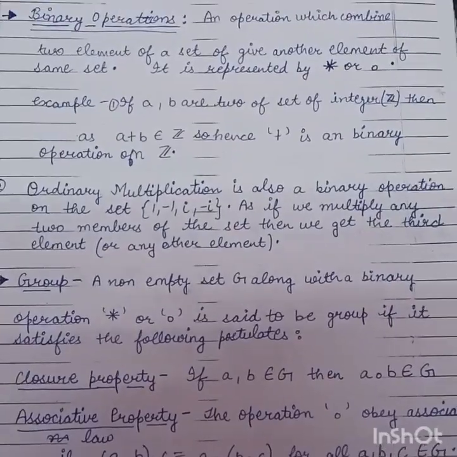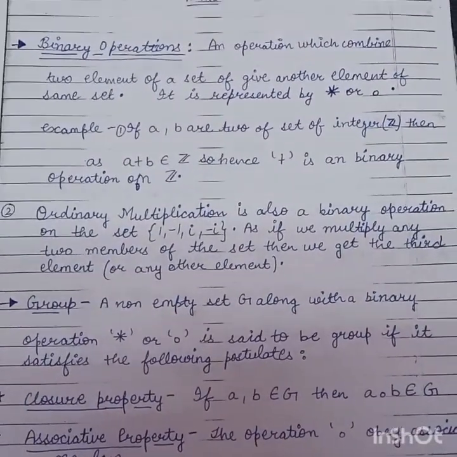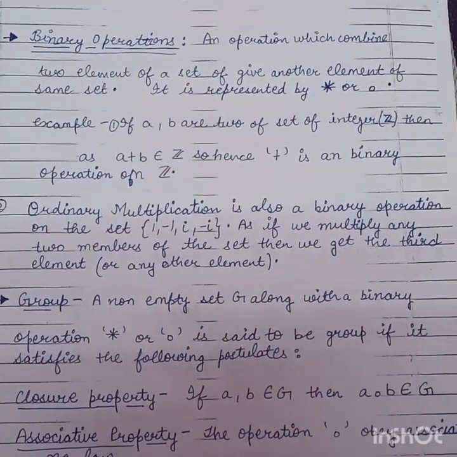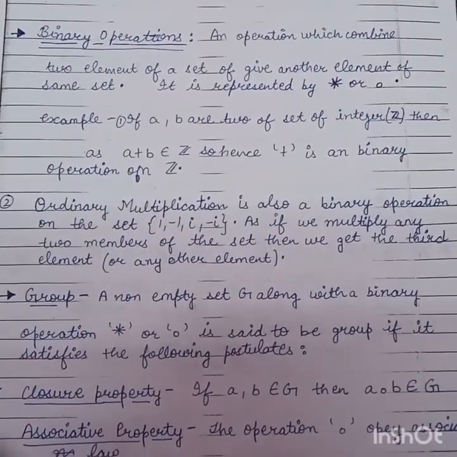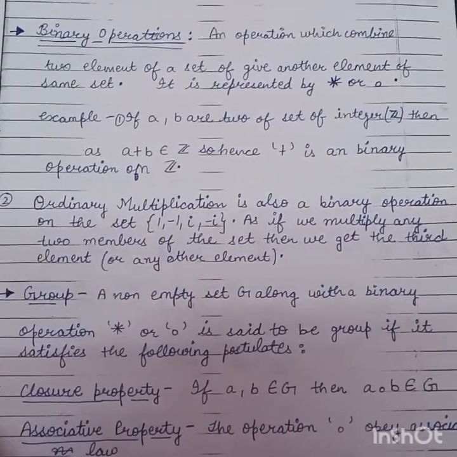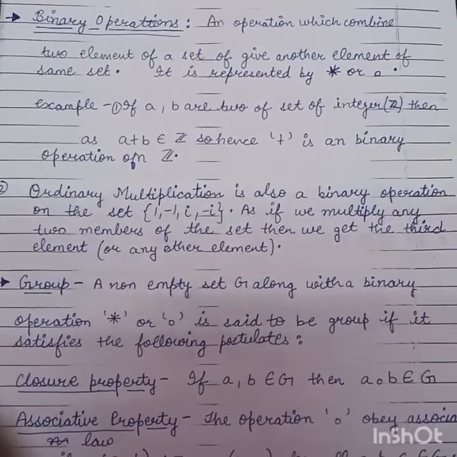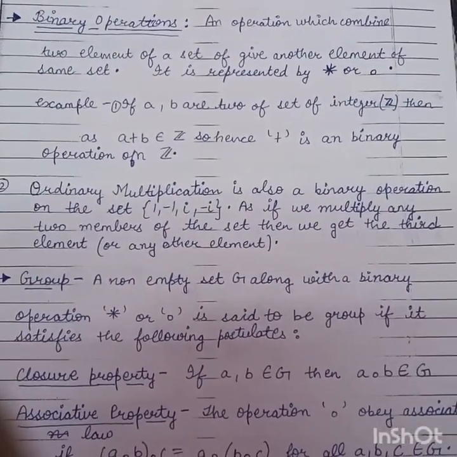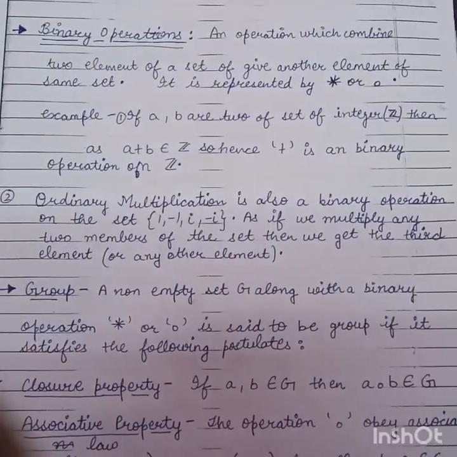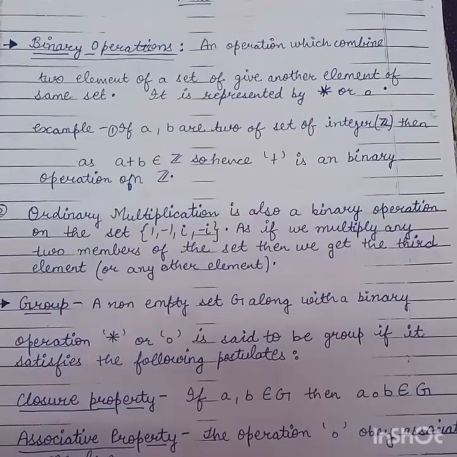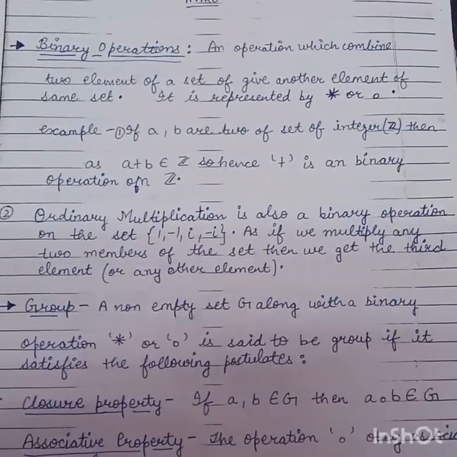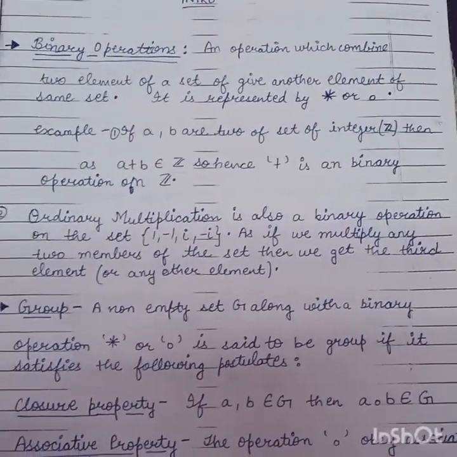In short, it means that if two elements from a set combine to give another element of the same set, then the binary operation is satisfied.